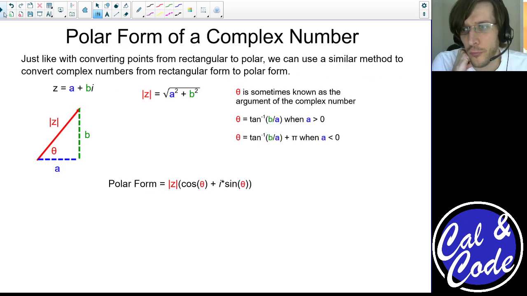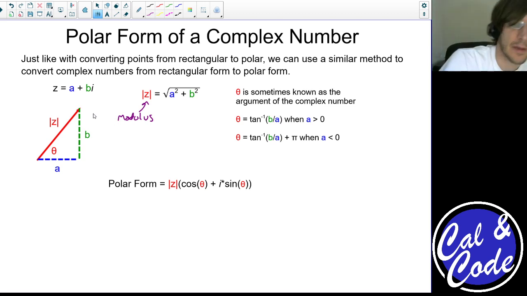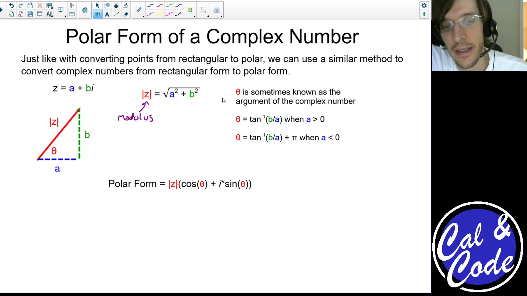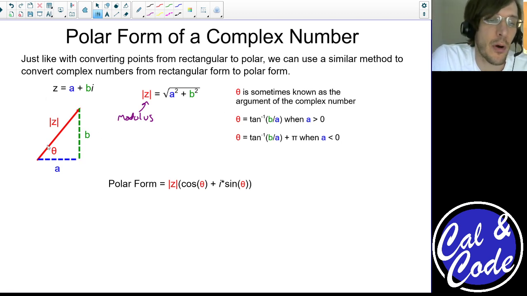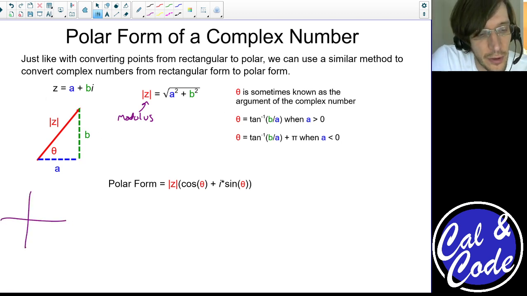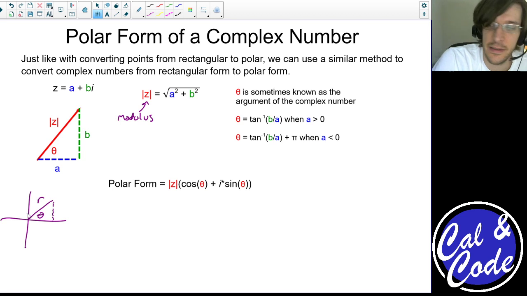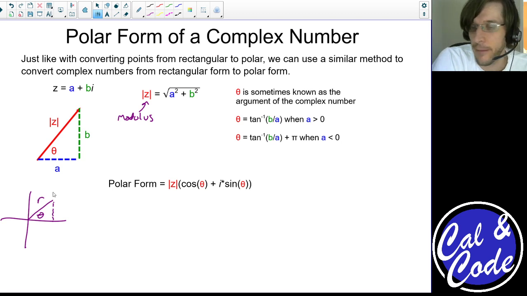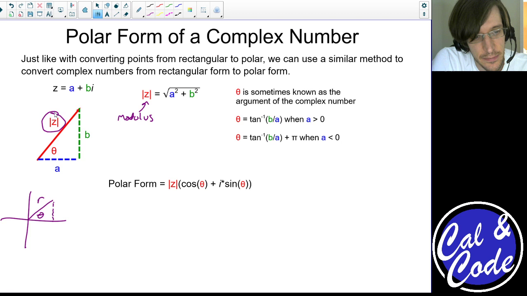Let's talk about the polar form of complex numbers. We've already talked about the modulus, and we're going to need that to be able to convert these from rectangular to polar. We're also going to need an angle. If you think about what polar was, it was an r and a theta. And we just found the r, the distance from the origin on the Argand diagram. We call that the modulus. So the modulus is going to be part of the polar form of a complex number.